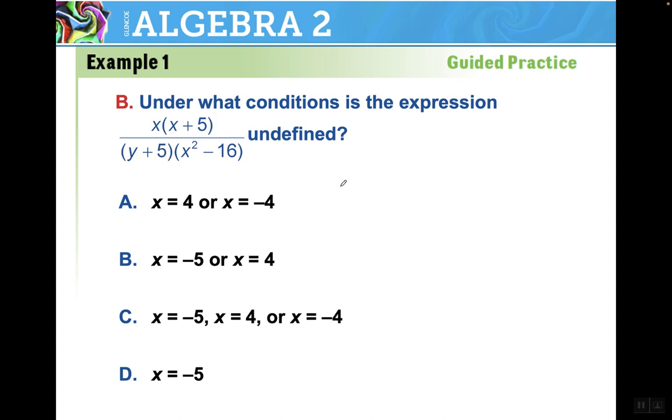To do that, you're going to have y plus 5 equal to 0. So we know -5 is one of the ones that can't be. And this would factor to x plus 4 and x minus 4. So when I set each of those equal to 0, I'll get a positive 4 and a -4. So I have -5, +4, -4.